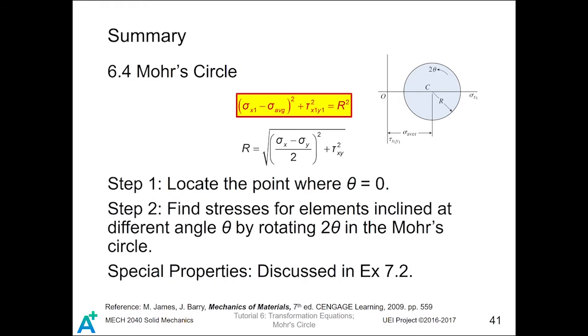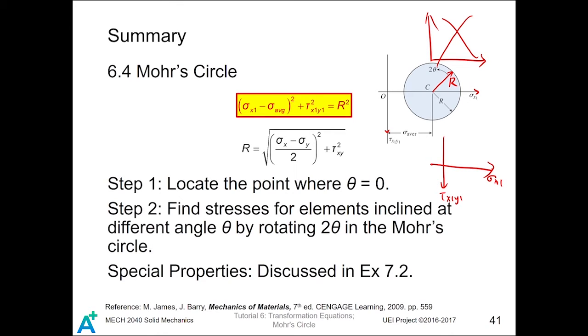For Mohr circle, we used our concepts in transformation equation. We try to combine all those equations together to get a Mohr circle, which looks like this. The radius is given by r, where r is this bunch of stuff. Also, notice that for drawing Mohr circle, we are not going to adopt this coordinate system. Instead, we adopt this coordinate system, sigma x1 and tau x1y1.